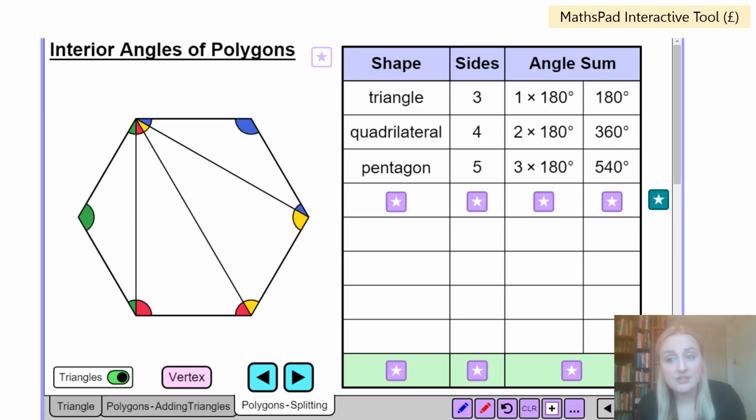MathsPad have another interactive tool which is fantastic for this. This one is part of the MathsPad subscription, but it's really clear. I like their use of colour. Here you can go through all the different polygons and keep changing the polygon, showing the splitting and adding to the table. I just like their use of colour, it's very clear there. And perhaps it makes it easier to understand that final idea about all those angles together being equivalent to the separate triangle sums.